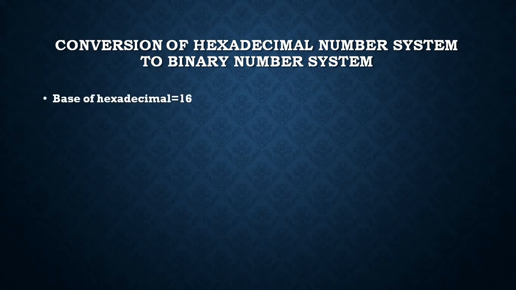The base of hexadecimal is 16 and the base of the binary number system is 2. Now we get the equation 2 raised to x is equal to 16. So what is the value of x? If we put 2 raised to 3, we get 8, so we go one bit forward. We put x equal to 4 and we get 2 raised to 4 is equal to 16. In this way the equation is satisfied. Now we say that the value of x is 4.